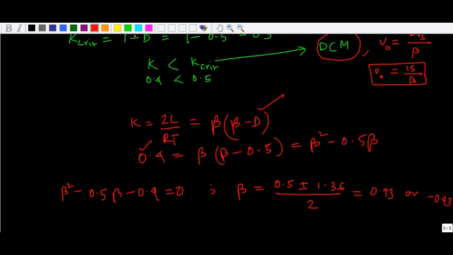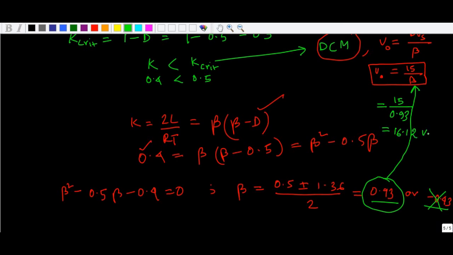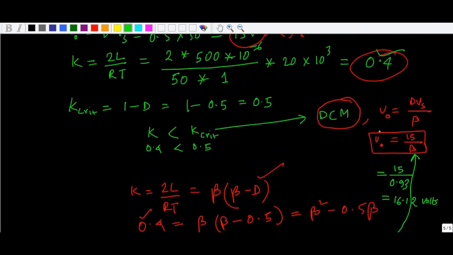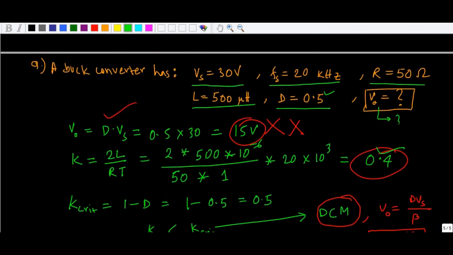One of the values is positive and the other is negative, but the value of beta is always greater than 0, so it cannot be negative. So we have found the value of beta, that is 0.93. Now we will plug this value of beta into this equation to find the actual output voltage, that is 15 divided by 0.93. So we will get the value of output voltage equal to 16.12 volt. So this is how we will solve a problem based on discontinuous conduction of the buck converter.